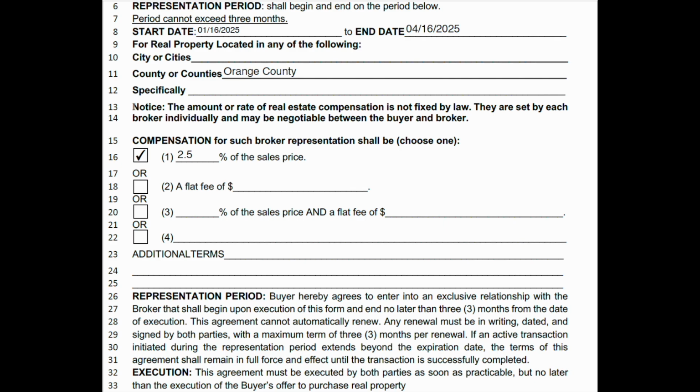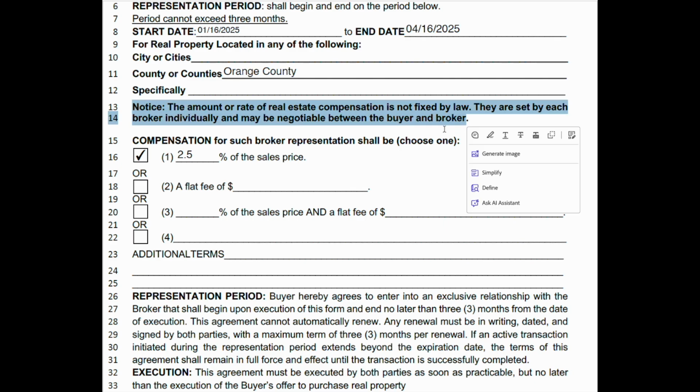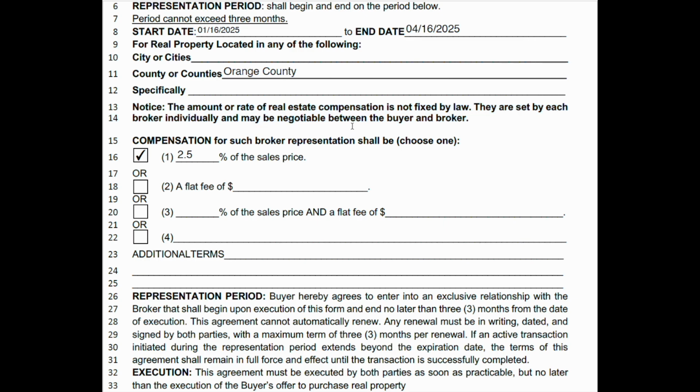Compensation, we have this nice little advisory line to protect you since everything is so litigious now that basically real estate commission is negotiable and not set by law. And then for compensation, I'm doing the most standard form. I'm just checking this box, writing in 2.5% of the sales price. You can do a flat fee by checking this box and writing in here, or you can do a combination of the two, or you can make up a totally different item. And you can even write in additional terms here.